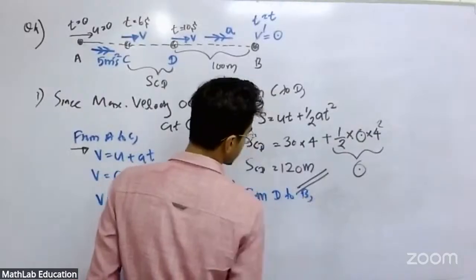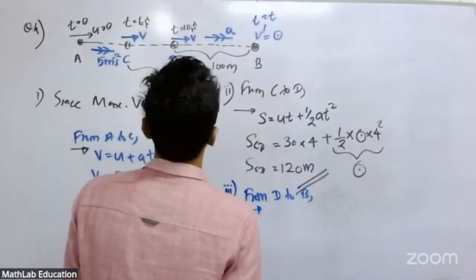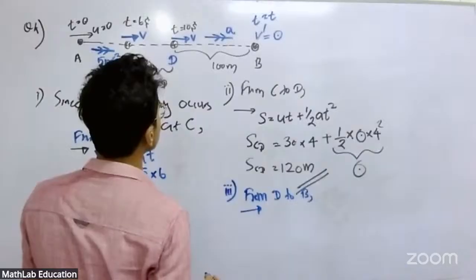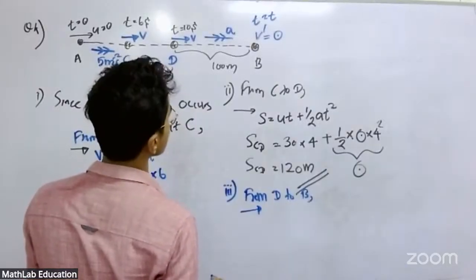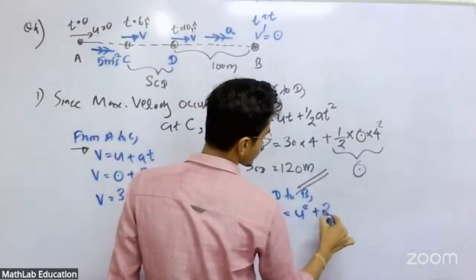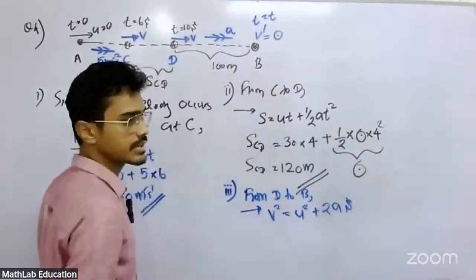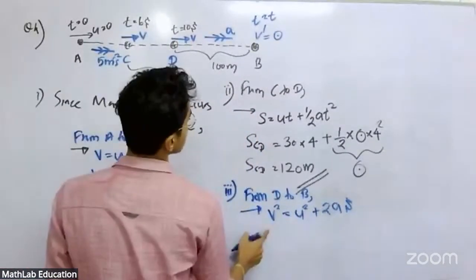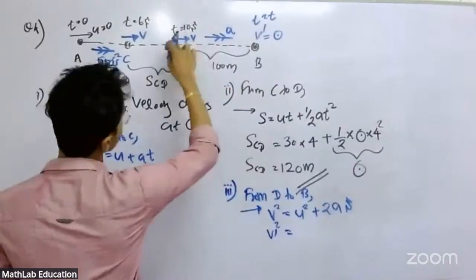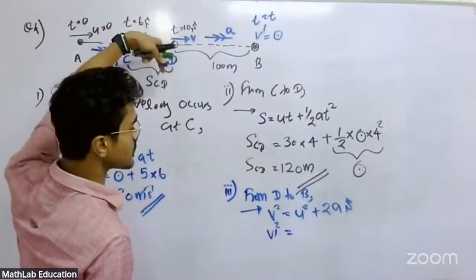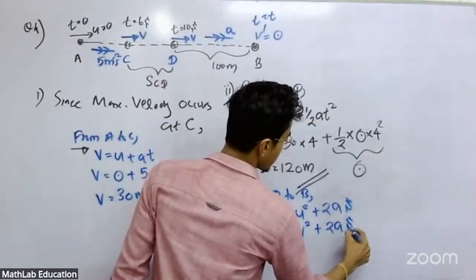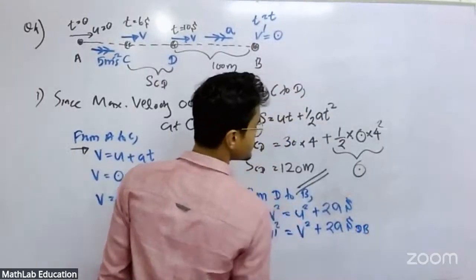From D to B, horizontally rightwards, final velocity is known, initial velocity is also known, and time is unknown, but displacement is known instead. So we can use an equation like v squared equals u squared plus 2as. Here v is v dash, and u is v, because my initial point now is the velocity at D. So v dash squared equals v squared plus 2as. S is from D to B.